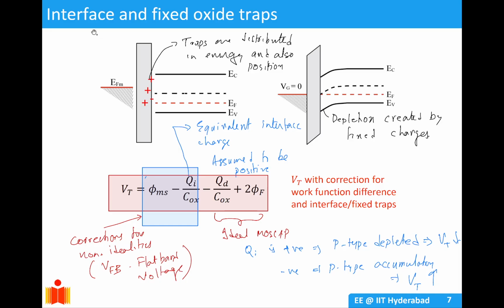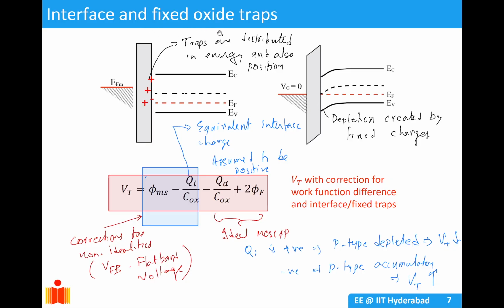Similarly, interface traps are seeing the accumulation, depletion, and inversion charges, and they create a difference in the field by filling and emptying of the traps. We will study them in detail.